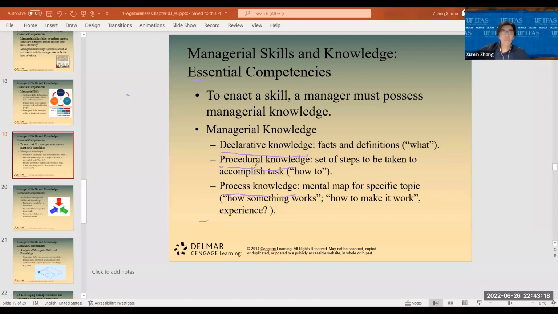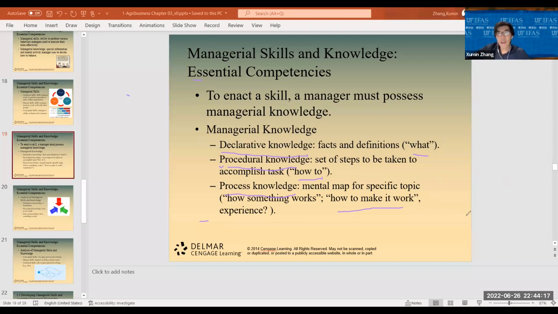Declarative knowledge, procedure knowledge, process knowledge. Let me give you an example. Declarative knowledge means the concepts, the terms. Let's talk about leadership, or what is communication, what is motivation. Those terms. Procedure knowledge means the steps to get the job done, how to get the job done. Those are the steps, 1, 2, 3, 4, 5.